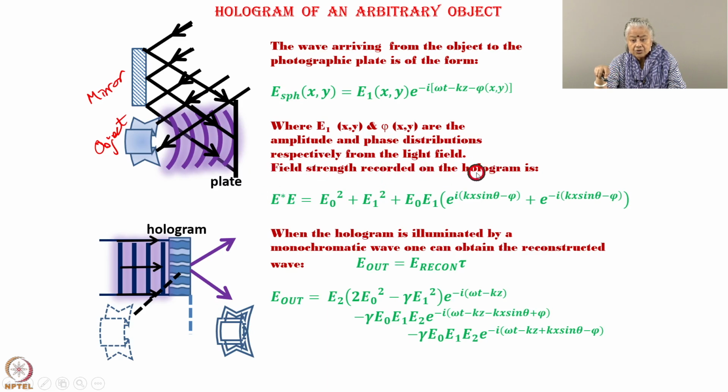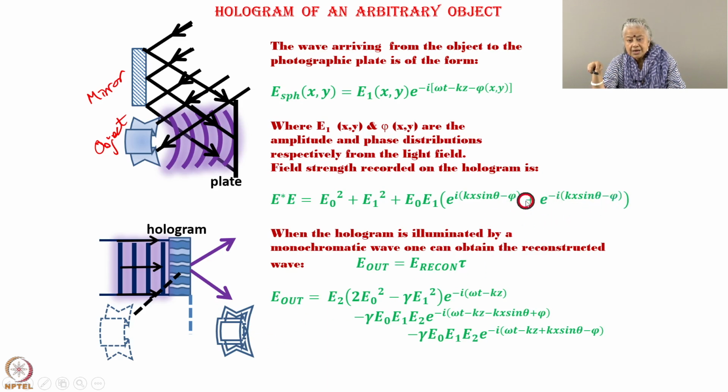Field strength recorded on the hologram is E star E as before. Take E star E of this. So, it will be of this form, E0 square, E1 square. You just follow the same procedure as before, the same mathematical steps, and you get this. Only thing, in this phase part, it is phi. We do not really know what exactly is phi. It can be only after we see the image that we will know what this phi is.